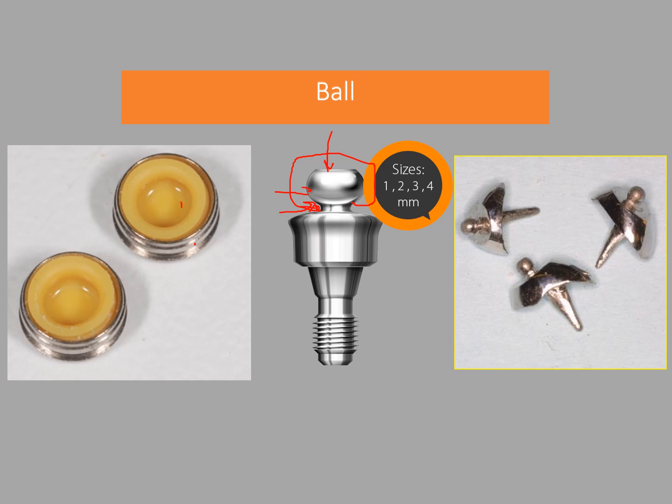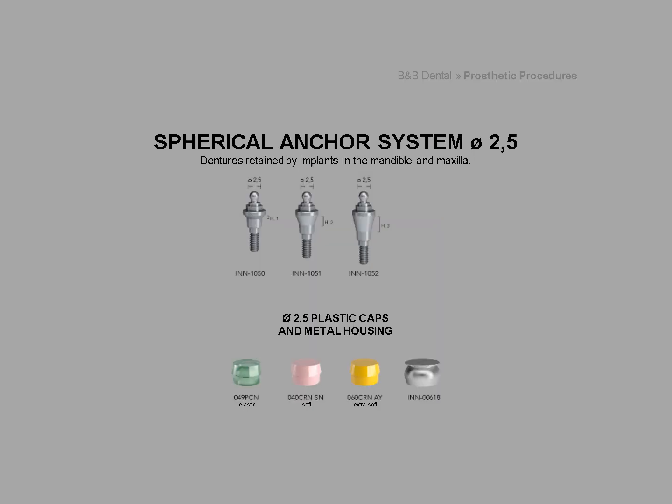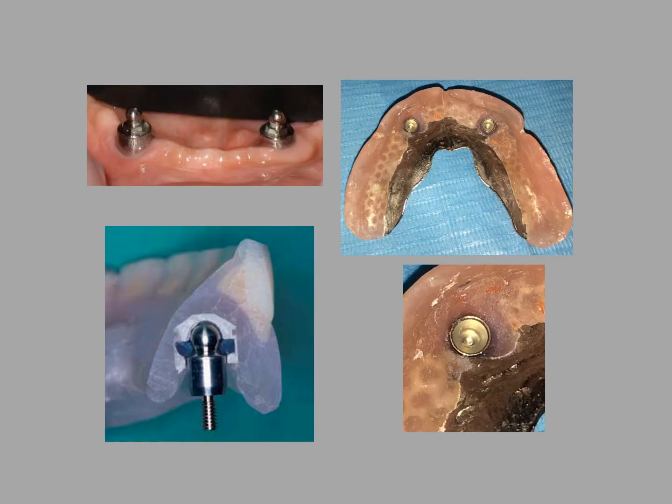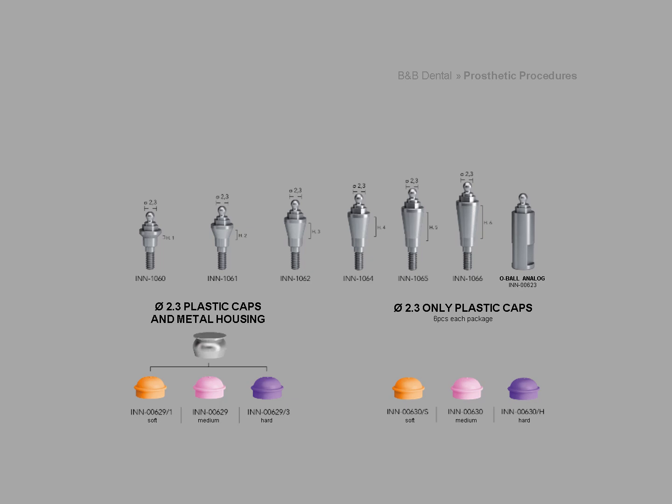And when you have a force to remove it, it will go up, and this one will open. This is called ball and socket. The ball itself has different height sizes, and the clip itself has different colors for different flexibility and different retention. This will be added on the implant with a screw, and you will have the nylon cap and the housing in the denture itself.